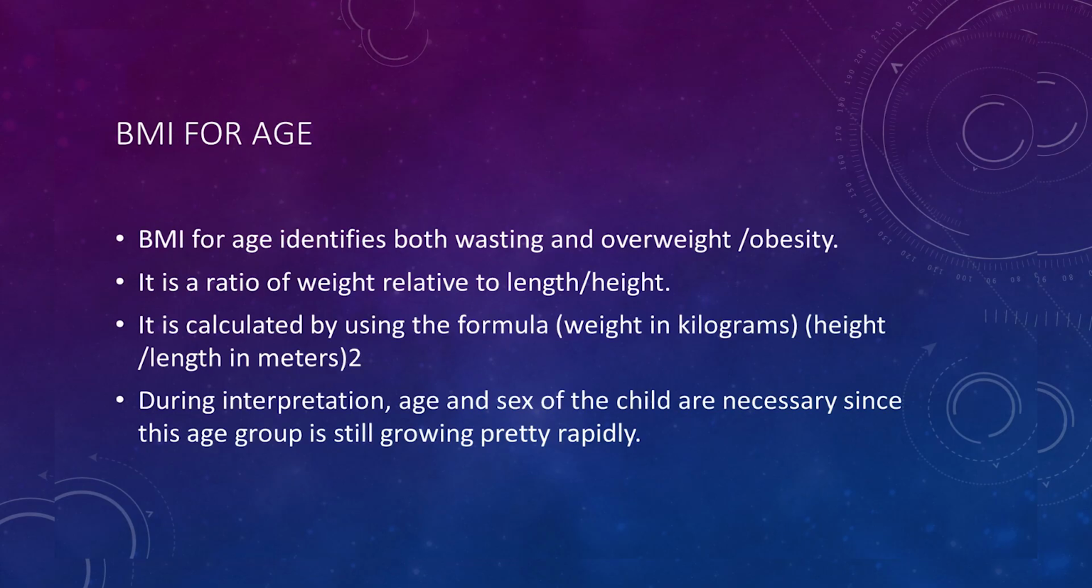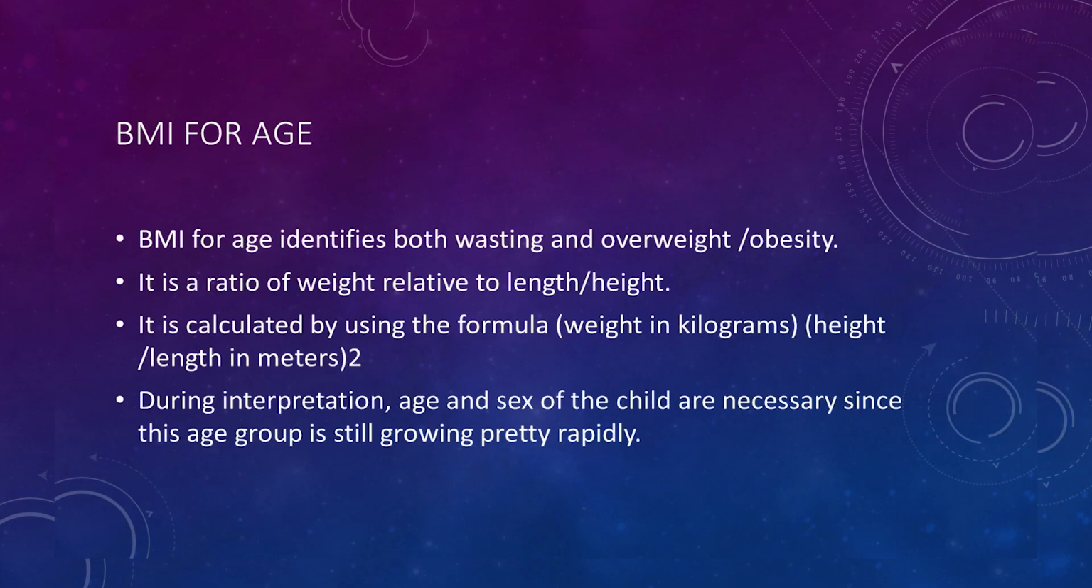During interpretation, the age and sex of the child are necessary, since this age group is still growing pretty rapidly. So BMI gives us an idea about whether the child is suffering from wasting, overweight, obesity or underweight. And the formula for BMI is weight in kilograms divided by length in meters squared.